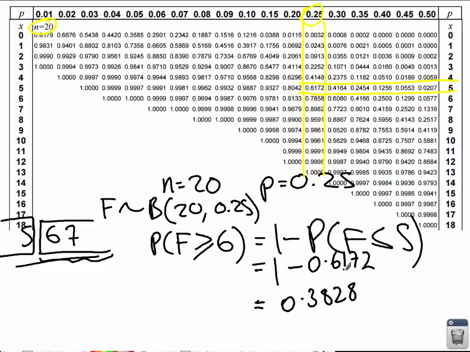Rounding to 3 significant figures, 0.383. Done. It's good practice to round at the end of the question rather than midway through, because otherwise your final answer will be rounding an answer which has already been rounded in the first place, which lessens the accuracy. So always round at the end of your question.